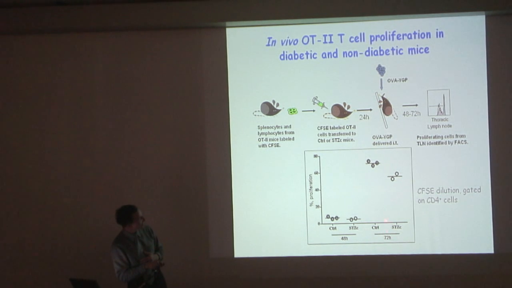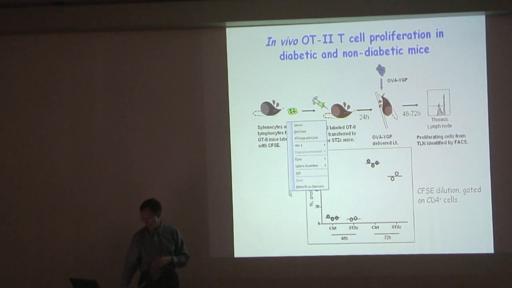At 72 hours, when we put the T cells into a non-diabetic mouse, they proliferate more than when they go into the diabetic mouse. So this is the opposite of what we saw in vitro. In vitro, there was this hyperproliferative state of T cells, but if you put T cells into the diabetic environment, they seem to be suppressed in proliferation.